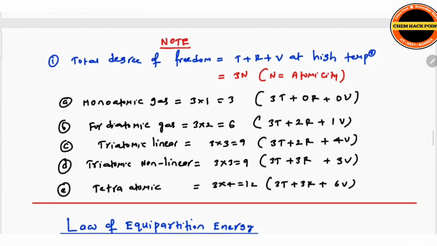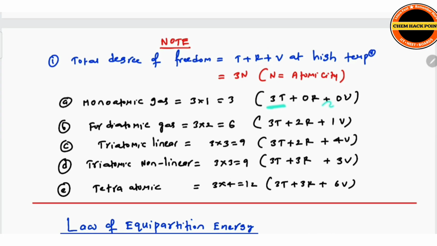Okay. Now you see here, note: total degree of freedom is translational, rotational, and vibrational at high temperature. So here you can specify it like this: 3n, where n is the atomicity. So monoatomic gas is 3 into 1, that is 3.